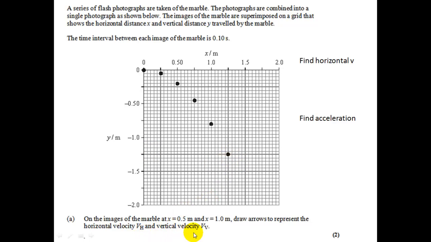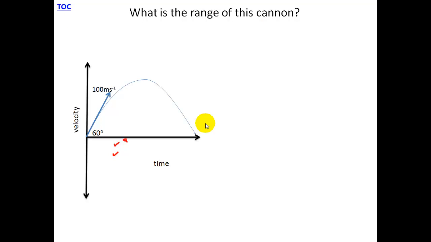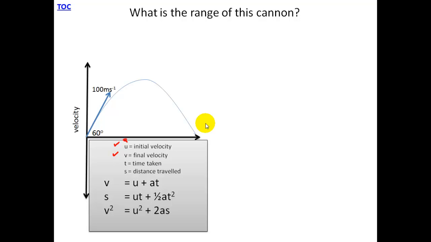You can also draw the images of the marble at x equal to 0.5 and x equal to 1.0 meters. So draw the arrows to represent the horizontal velocity and the vertical velocity. The horizontal velocity will be horizontal and the vertical velocity will be vertical. And you need to draw arrows which show the sizes of these things. Range, we won't do that now. That's the same kind of question again.